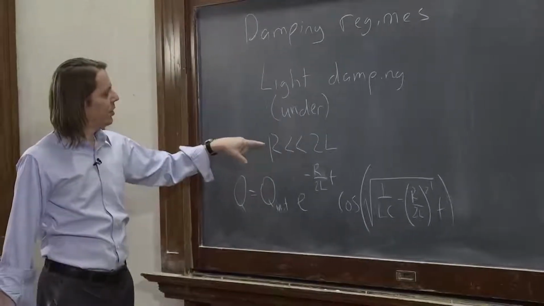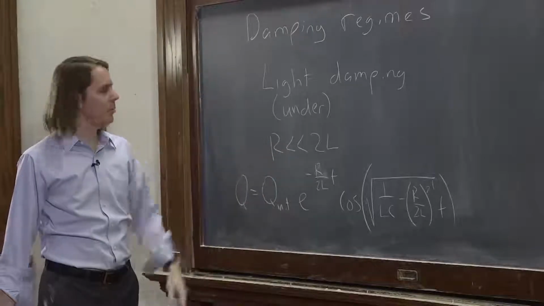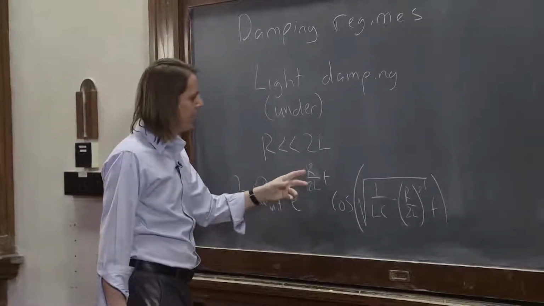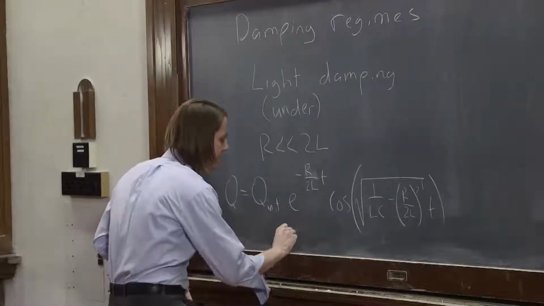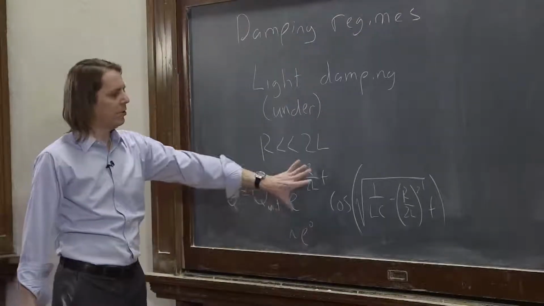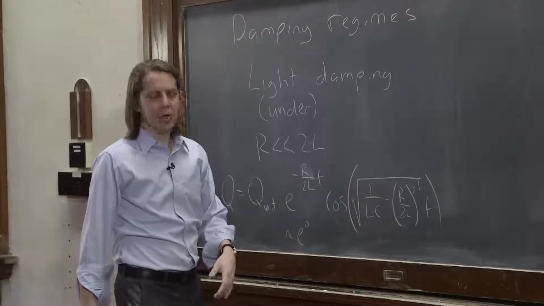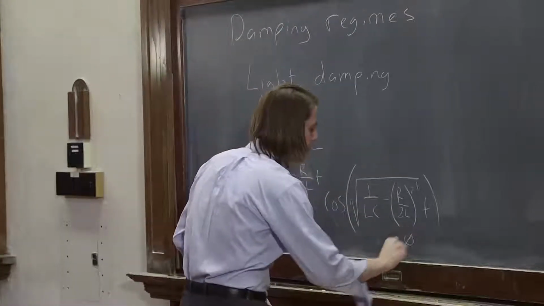So in underdamping, R is much smaller than 2L. If that's the case, this is a very small number, like 0. So basically, this is approximately e to the 0, which is 1. So it doesn't damp. And here, again, R over 2L is a small number. If you square it, it's a really small number. So this is approximately 0.